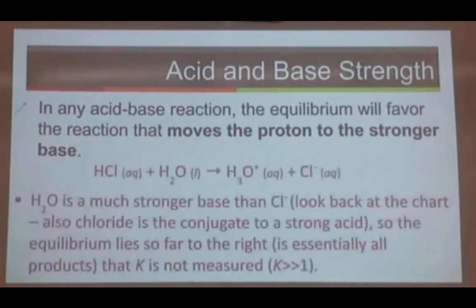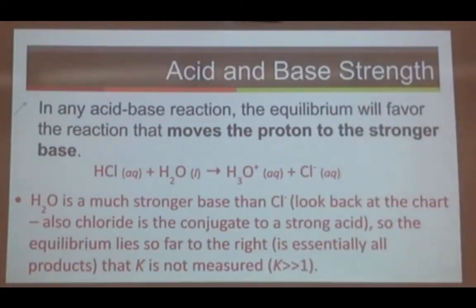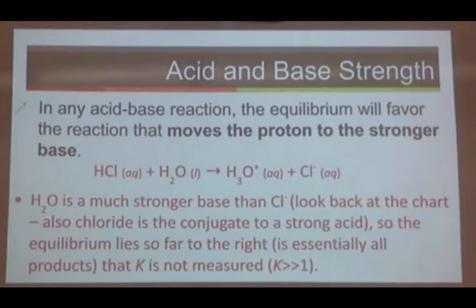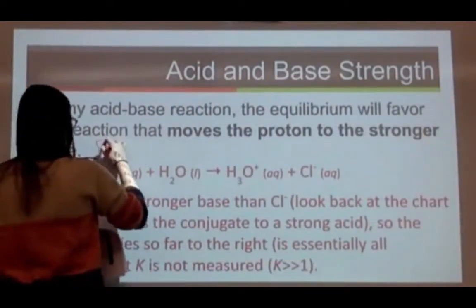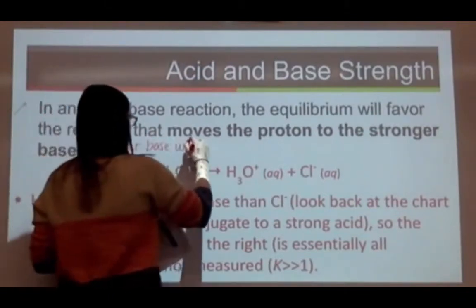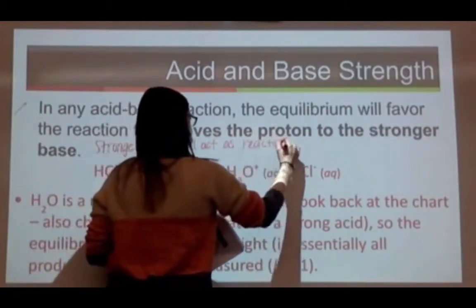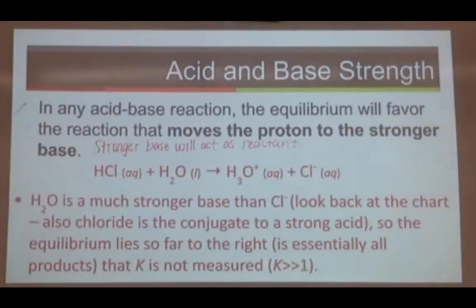Now, when we are looking at acid-base reactions, we are going to tie it back to equilibrium. So equilibrium will favor the reaction that moves the proton to the stronger base. Here's what this is saying. This is saying that the stronger base will act as the reactant. So whichever base is the stronger base will act as the reactant.